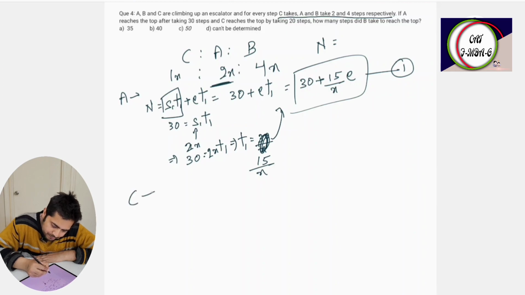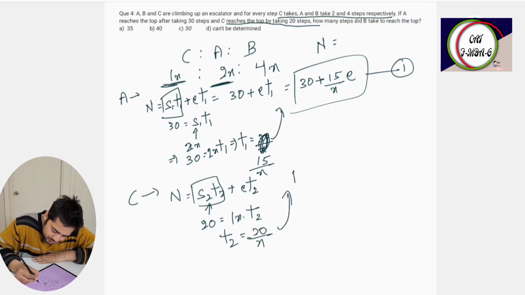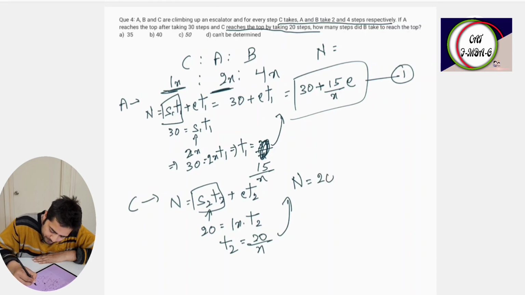Now for C, it is given that C reaches the top by taking 20 steps. N is equal to S2 T2 plus E T2. S2 T2 is given as 20, and S2 for C is 1x, so 1x into T2 is 20, so T2 is equal to 20 by x. So N is equal to 20 plus E into 20 by x. This is equation number 2.